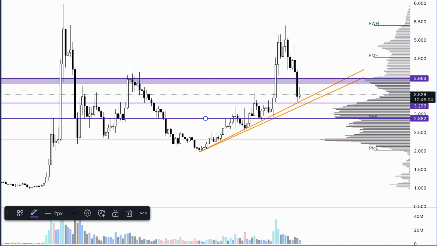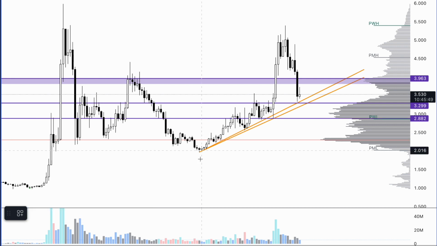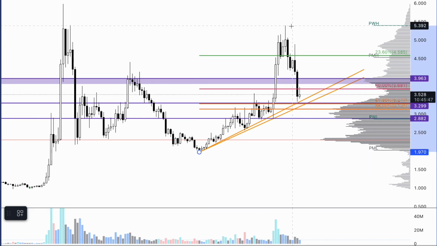So I don't necessarily have a clear trigger. I'm not really super fond of this level as a trigger. I don't generally trade trend lines that much, but I like to have them because that's what people look at. I'm going to look at the fibs.